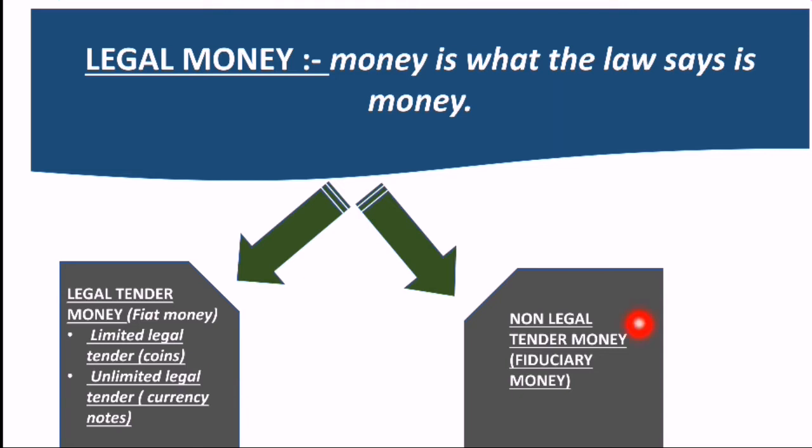Then we have non-legal tender money, which is also called fiduciary money. Okay, it is also called optional money, right? This money is accepted on the basis of trust that the issuer of money commands. For example, if you are giving a check to someone, then the law of the land has not defined that piece of paper, that check, as money, but still it is accepted on the basis of trust, on the basis that the account holder will have the money in his or her account, right? On the basis of that trust, this money is accepted, hence it is called fiduciary money, all right?